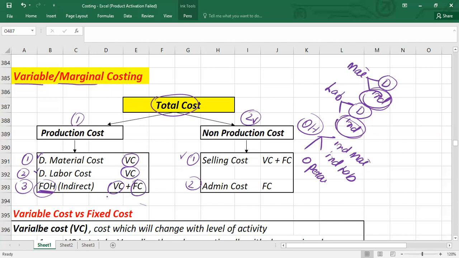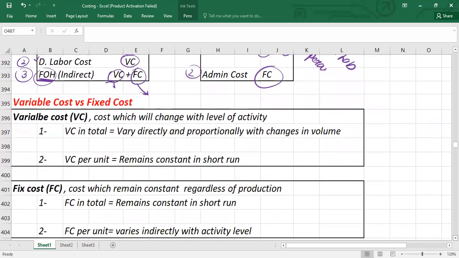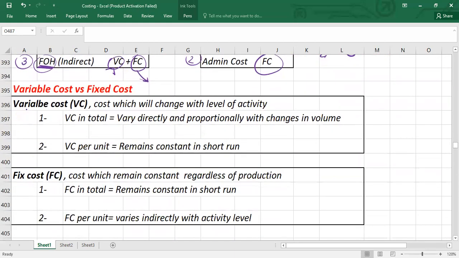Indirect material and indirect labor are variable, and rent is a fixed cost. In the same way, selling cost could be variable or fixed. Salesman commission or distribution cost might be variable, salesman salary might be fixed, and administration cost is mostly fixed cost.